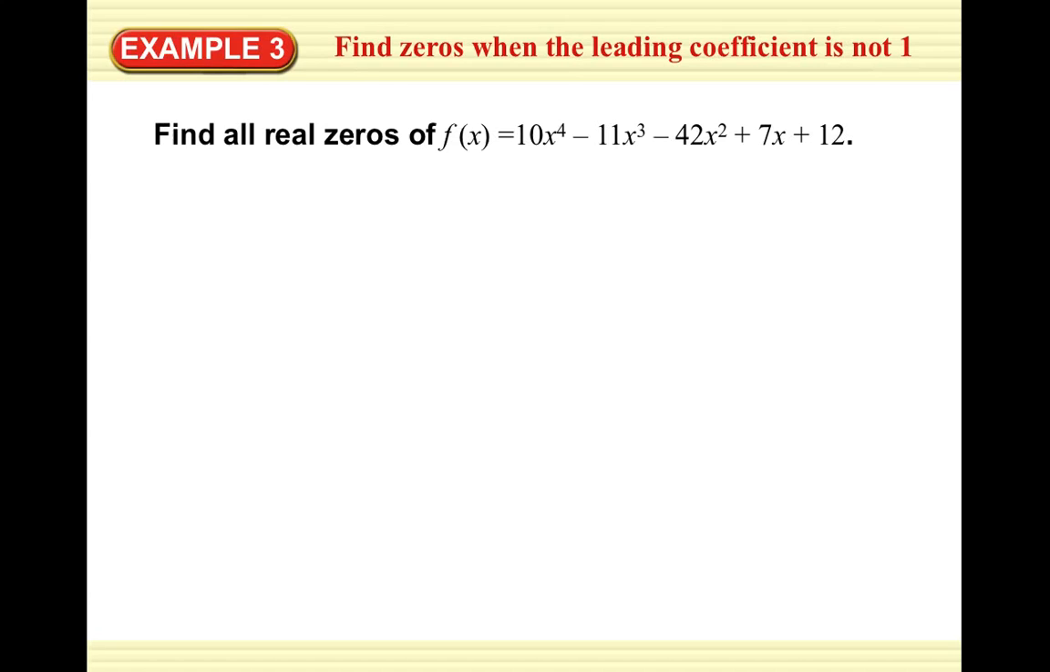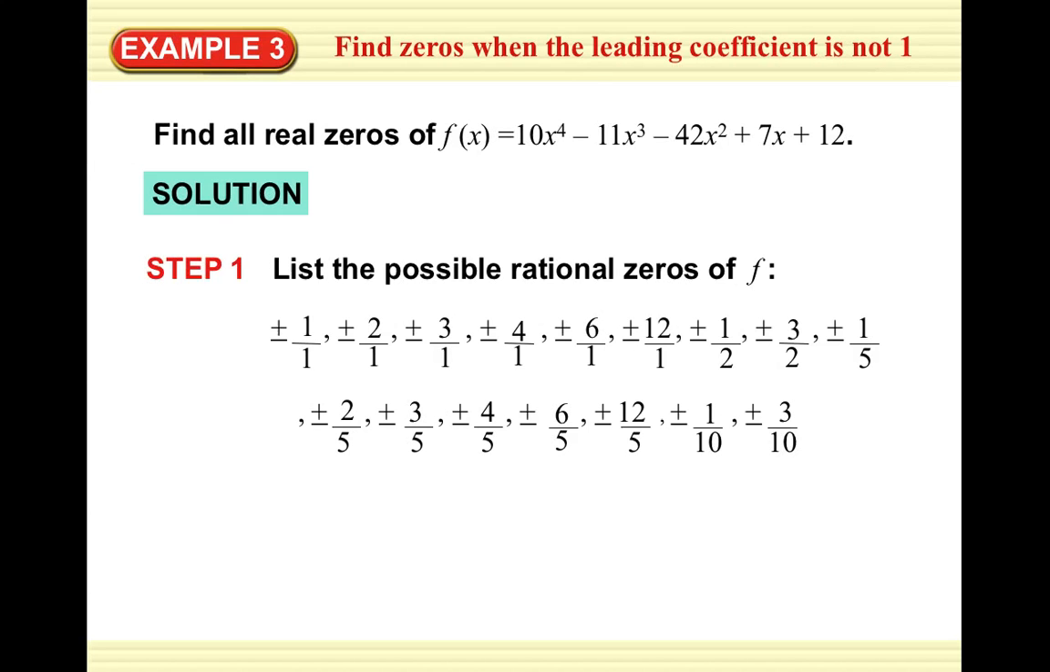10x to the fourth minus 11x cubed minus 42x squared plus 7x plus 12. Step 1, we're going to list all the possible zeros of the function by putting all of the factors of 12 over all of the factors of 10. And you can see we have quite the list.